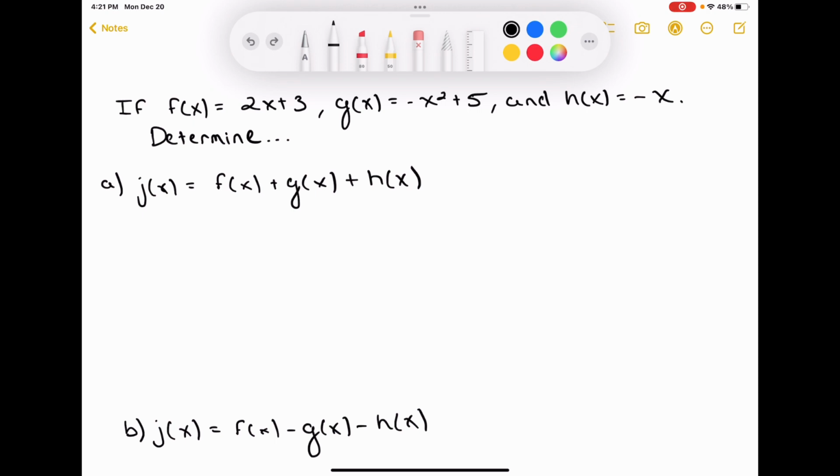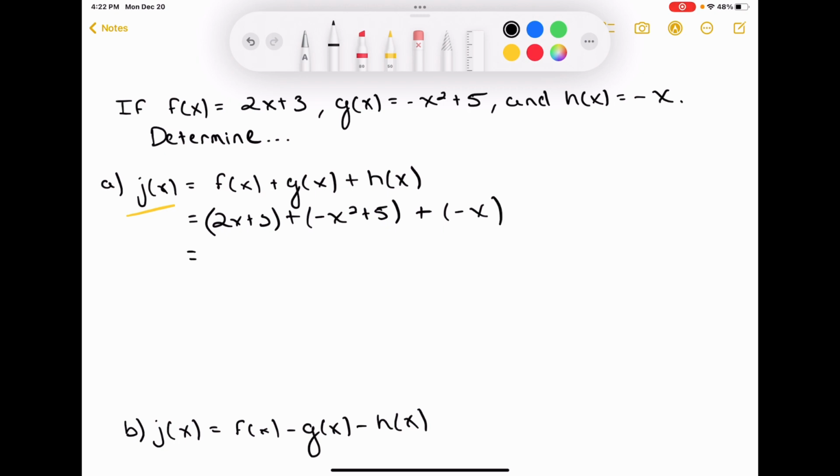Then determine the following. So what I do for each of these examples is if we're going to create a composite function, or something that's composed of multiple functions together being added or subtracted, then let's just arbitrarily name it j of x. So j of x is just a placeholder to mean we have some arbitrary function where we want to add or subtract to equal this. So according to what we've defined above, f of x was equal to 2x plus 3, g of x was equal to negative x squared plus 5, and then h of x was equal to negative x.